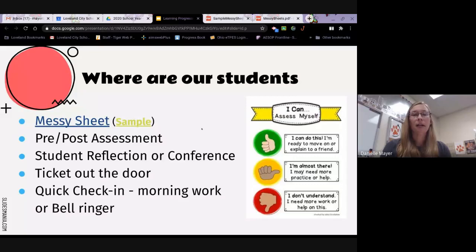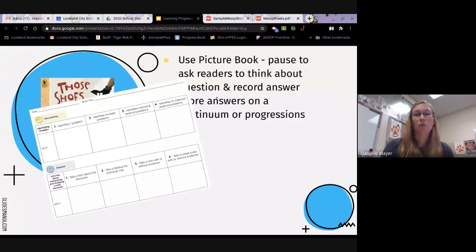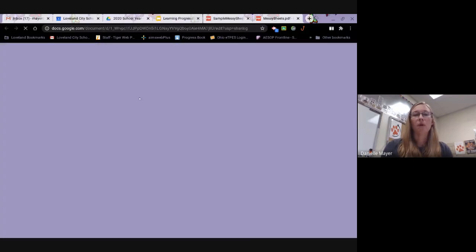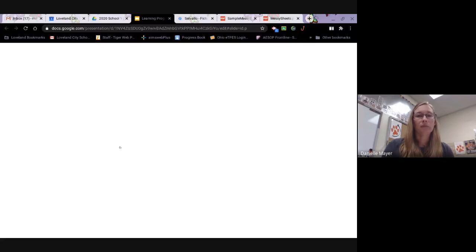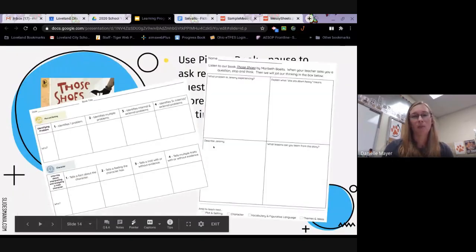So once we can find out where students are, one of the ways that Jennifer Serravallo finds out where kids are is she uses a picture book, and she pauses to ask readers to think about their question and record their answer, and then she identifies who they are and where they are. All of these things are linked in, so if you want to steal them, you are welcome to use them too. But she uses an example from Those Shoes. I clicked on it, opened it.